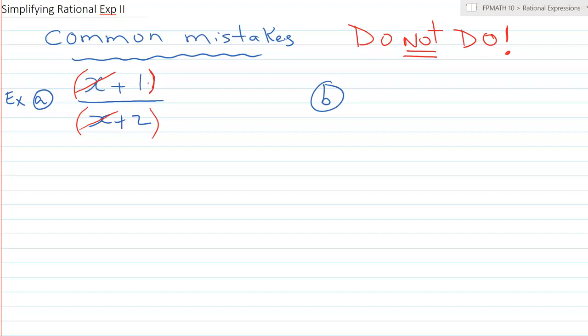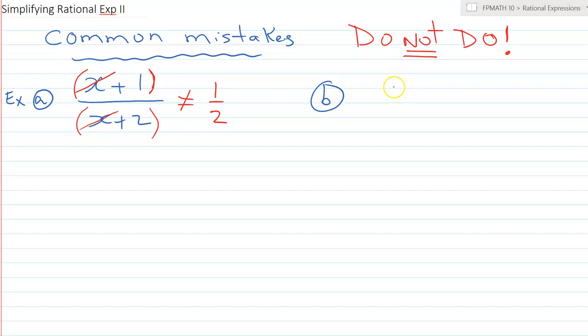x plus 1 is the expression in the numerator, and x plus 2 is the expression in the denominator. So in this case, the answer is not 1 over 2. Okay, very, very important that you follow that.